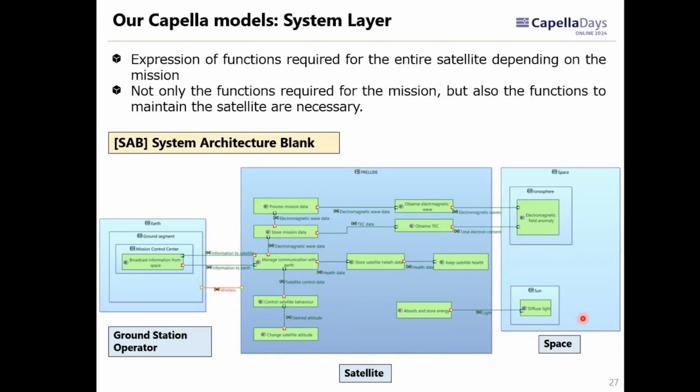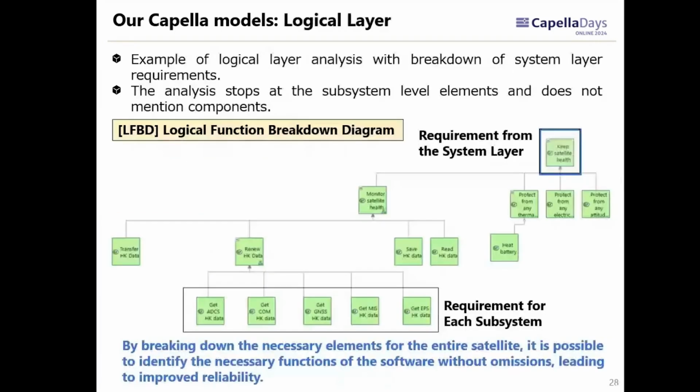So here, space, the satellite, and the ground station operator are there, and it is the expression of functions required for the entire satellite. We don't mention our subsystems, but several functions required for the satellite appear here. In the operational layer, we only talked about operational activities, but in this system layer, we can find that not only the functions required for the mission, but also the functions to maintain the satellite, like satellite health, are necessary. If we focus on this keep satellite health function in the next logical layer, in the logical function breakdown diagram, here is the requirement from the system layer, keep satellite health.